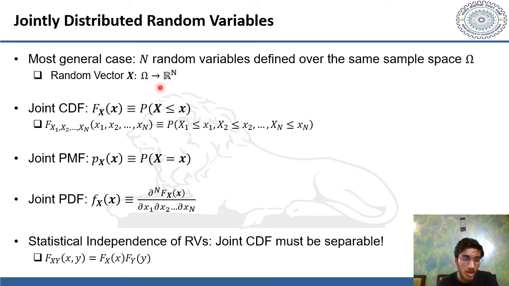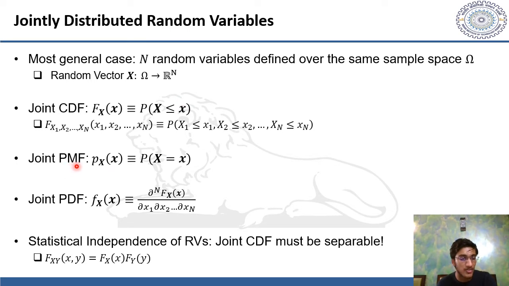And so analogous to the probability measures which we defined in the case of a single random variable, in the case of jointly distributed random variables, we define number one, the joint CDF, which is the probability of this random vector taking on a set of values that is less than or equal to a given vector of values in the n-dimensional real space.